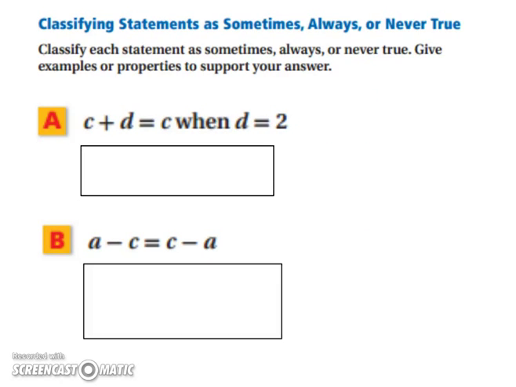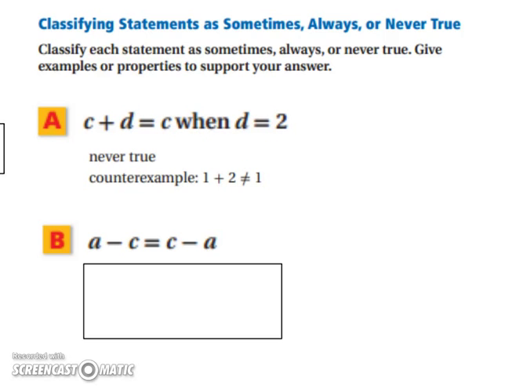Let's try classifying statements as sometimes, always, or never true. Think of your properties. C plus D equals C when D equals 2. Can you think of any time where you can add D, or the number 2, to any value on only one side of the equation? If you can think of one example, then it's sometimes. If every single time you come up with something it works, then it's always. If it never works, then it's never true.